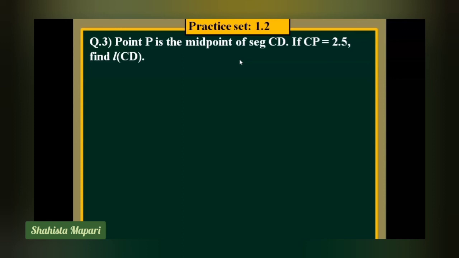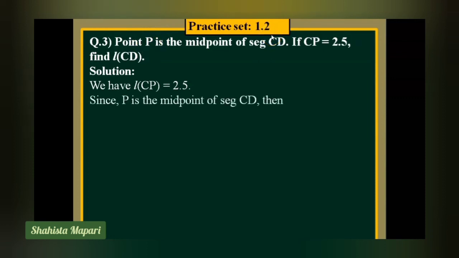So here we will write the solution. We have CP is equal to 2.5. We have the length of CP is 2.5. After this, we will write: since point P is the midpoint of segment CD. Then we have to calculate the length of CD.